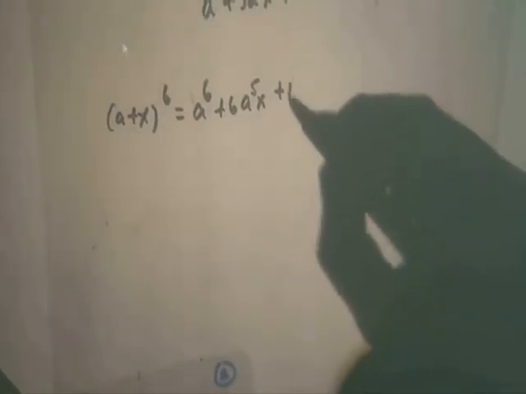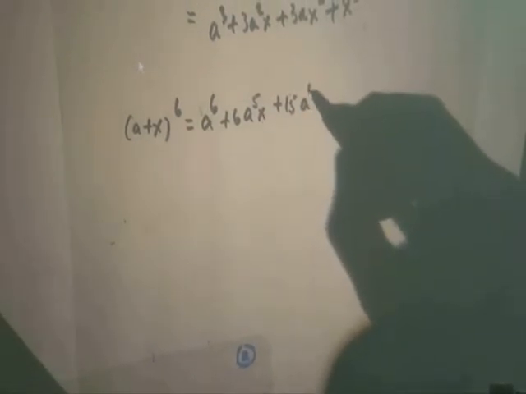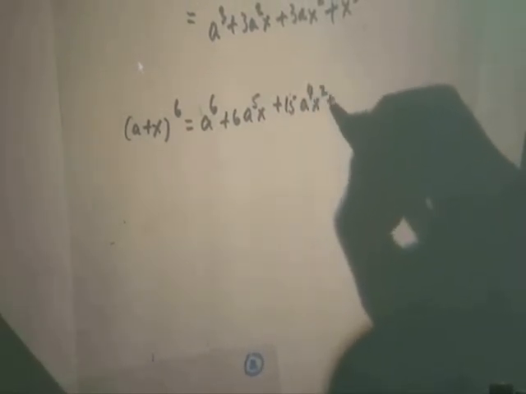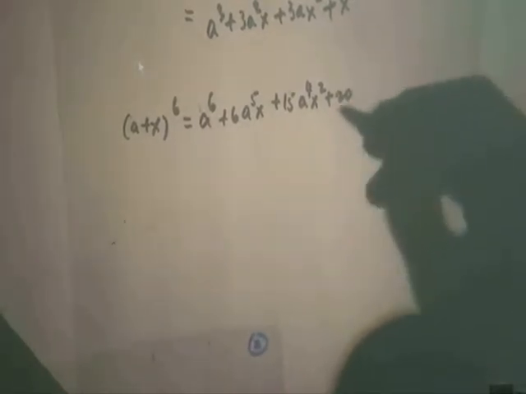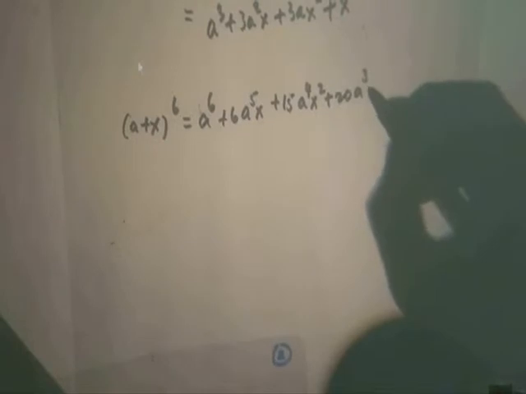15 a to the power 4 x squared, plus 20 a to the power 3 x cubed, then plus 15 a squared x to the power 4, then plus 6 a to the power 1 x to the power 5. You notice the sum of the powers must always be equal to the power of the given binomial function. Then the last term is 1 x to the power 6.